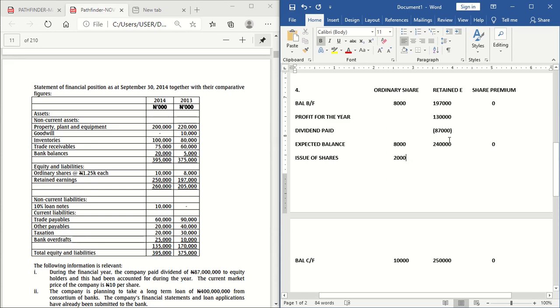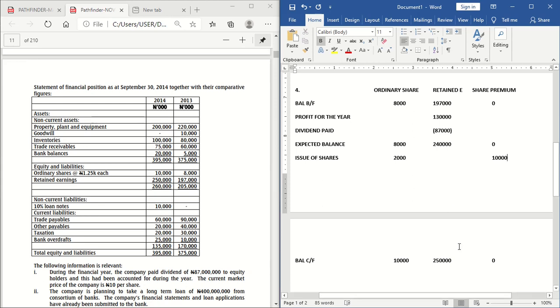Look at something. We have retained earnings. We are expecting 240,000. That is the amount that we're supposed to have in our retained earnings. But we are having 250,000. Where is the balance of 10,000 coming from? This is a very tricky question. For us to be expecting 240 and for us to have more than 240, it means that there must be an addition to retained earnings during the year. So when they issue these shares, there is a retained earnings amount of 10,000.